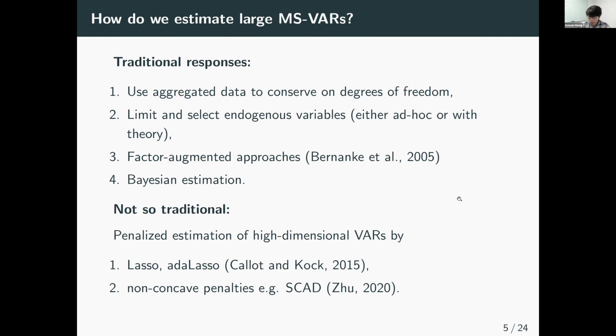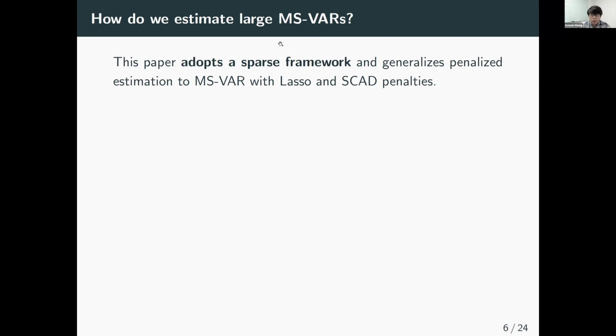So I would continue this so-called not so traditional approach and adopt a sparse framework. What we mean here is that we assume that even though we have a potentially high dimensional VAR, at the end of the day, the variables that truly matter in a VAR are not that many. So there are a lot of zeros in our coefficient matrices. A lot of these variables have zero coefficients, and only a small subset would have a non-zero coefficient. So we're going to use some penalization to extract.